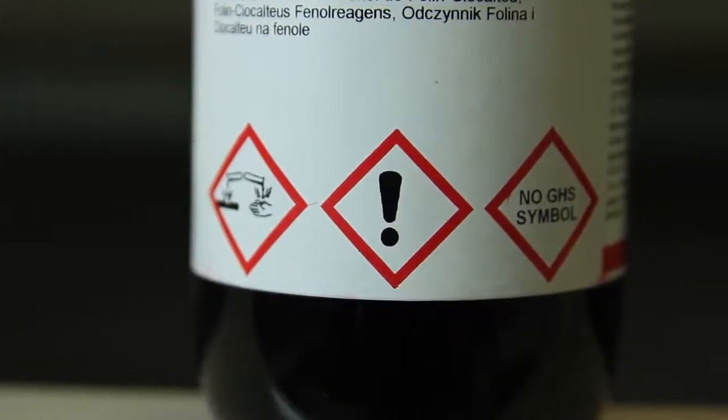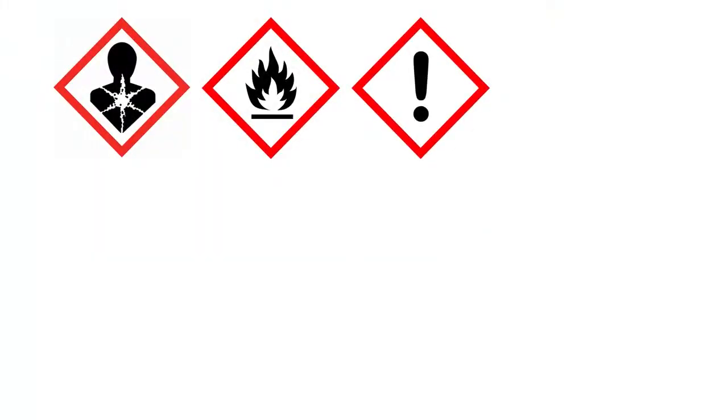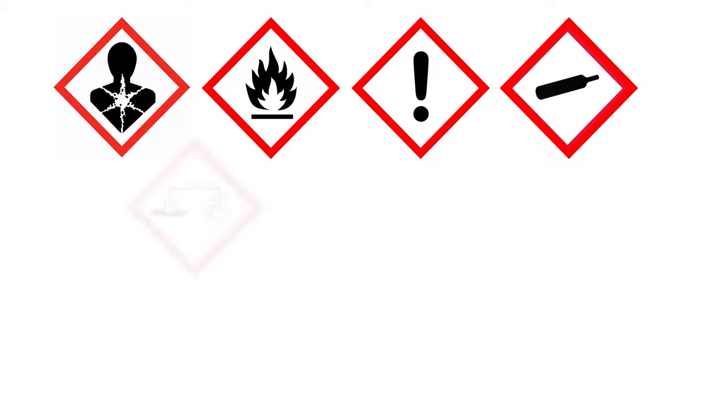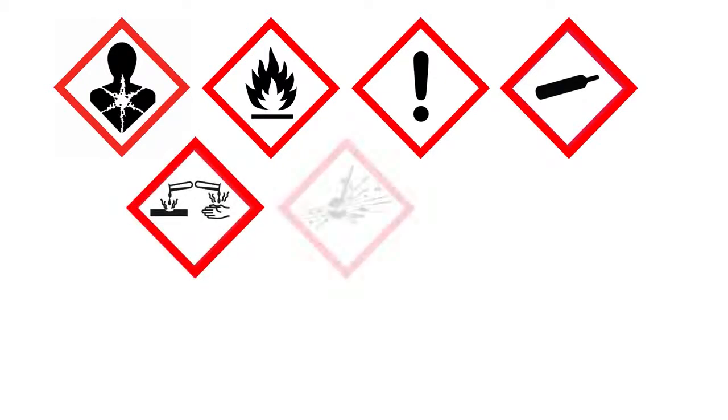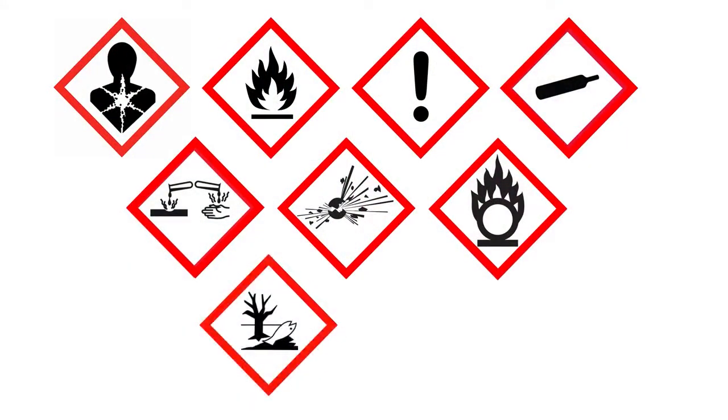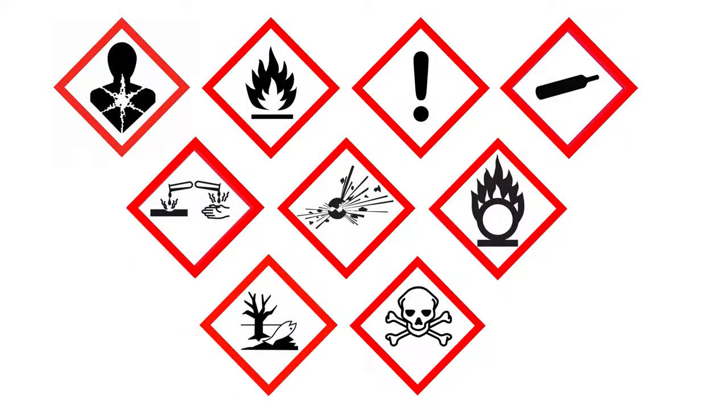Each pictogram represents a specific hazard: health, flammability, toxicity, compressed gases, skin and eye protection, unstable explosives, oxidizers. An oxidizer is a chemical that initiates combustion through the release of oxygen, environmental hazards, and acute toxicity.